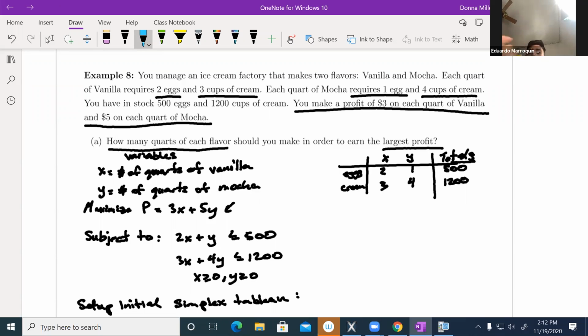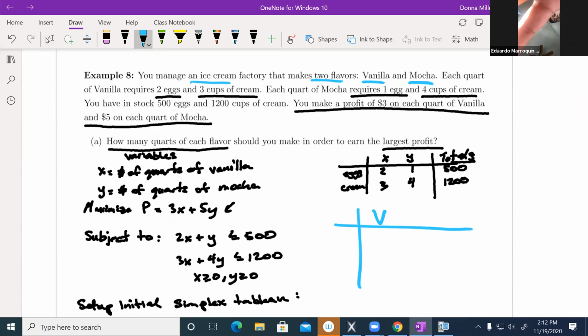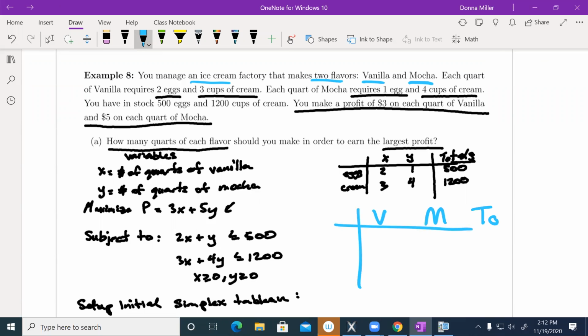It says you manage an ice cream factory that makes 2 flavors, vanilla and mocha. Basically, I'm going to make myself a table. What goes up top is what I'm making, vanilla and mocha, and I put a total column. Vanilla is X1 and mocha is X2. See how I'm setting up a chart? Each quart of vanilla requires eggs, so this is S1, and cream, that's your other slack. That's what I'm using to make it. Those are my slack variables.